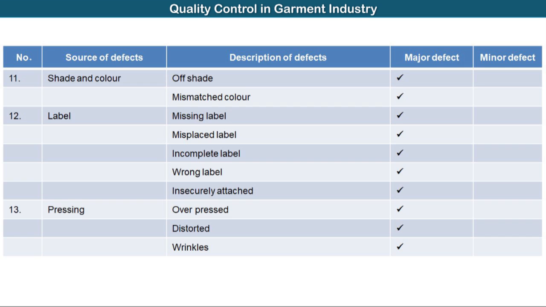Shade and color. Offset or mismatched color, in both cases, comes under the major defect. Then if the label is missing, misplaced, incomplete, wrong, or insecurely attached, all these different types of label problems come under this category. Then during pressing, overpressed, distorted, wrinkles, these all three come under pressing, and pressing has the problem in this case.